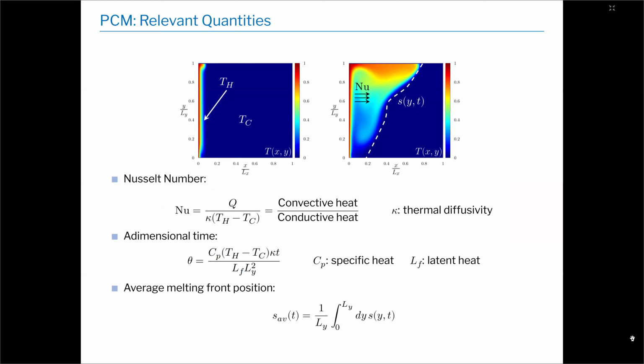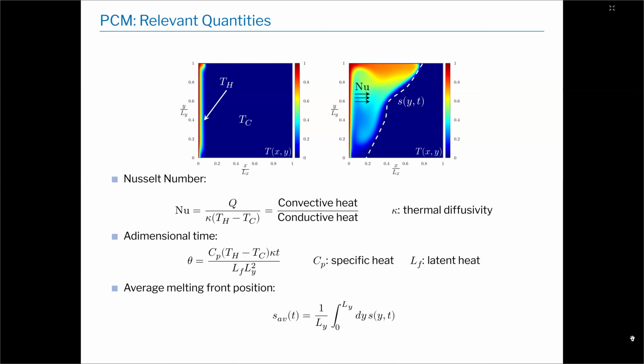We have to introduce, of course, some relevant quantities to study this system. The first one is the Nusselt number, which is essentially the ratio of convective heat to conductive heat, and it depends on the thermal diffusivity of the fluid. We can measure it near the heating source from the derivative of the temperature field. Then we can introduce an adimensional time that will be useful later for some scalings, and it depends on the specific heat and the latent heat of the system, other than the thermal diffusivity and size of the system.